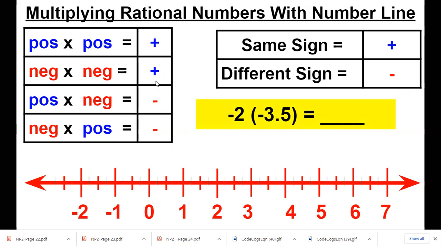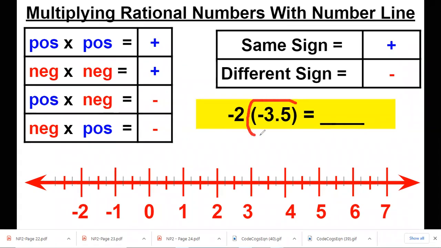-2 times -3.5. So what this is really saying is we have two groups of -3.5, but we also have this negative sign. So let's talk about that for a minute. So this is really a group of -3.5. And we always know that negatives go to the what direction on the number line? They go to the left on the number line, correct? So if I have two groups of -3.5, you'd normally think they would go like that, some distance, right? However, because you have this negative sign here, that means they're going to go in the opposite direction.